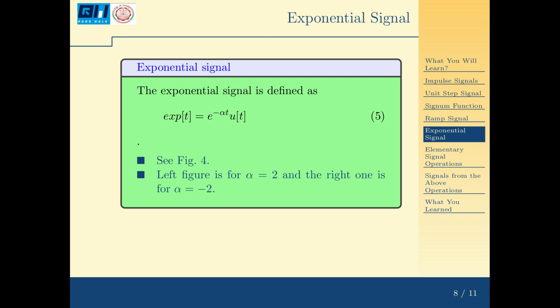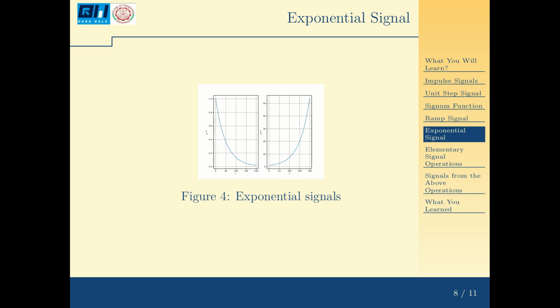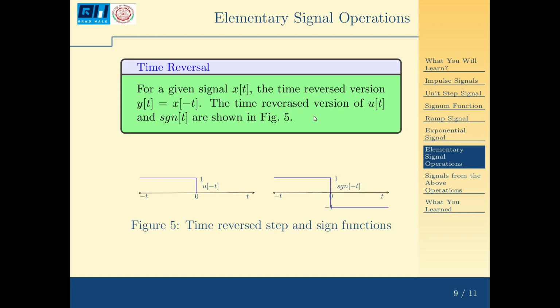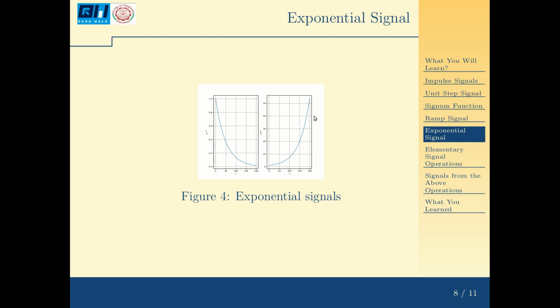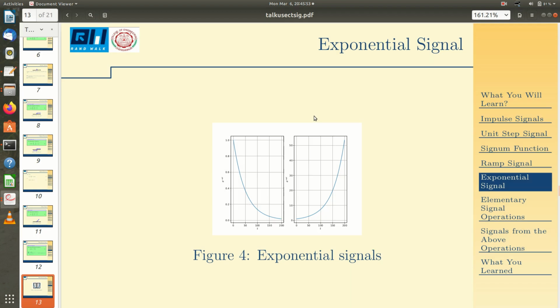And the exponential signal is defined as x(t) equal to e raised to minus alpha t u(t). This is defined for positive values of t. So if alpha is positive, then it will be an exponentially decaying signal. If alpha is negative, it will be an exponentially growing signal. So this is the case with alpha equal to 2, and this is the case with alpha equal to minus 2. We will see some demo of this using Python.